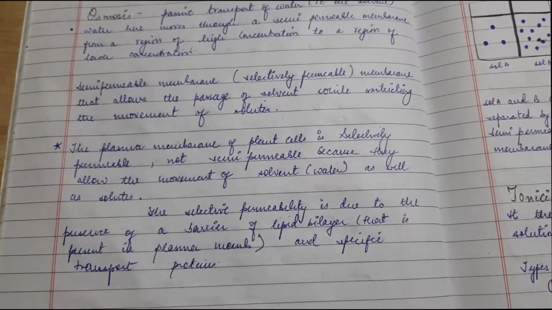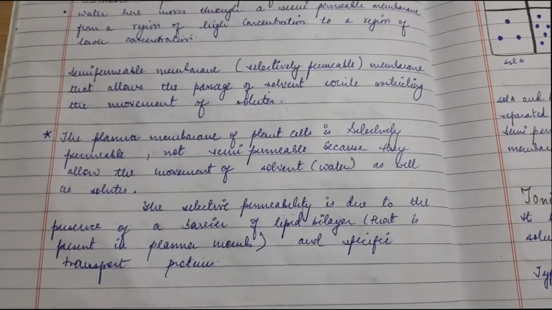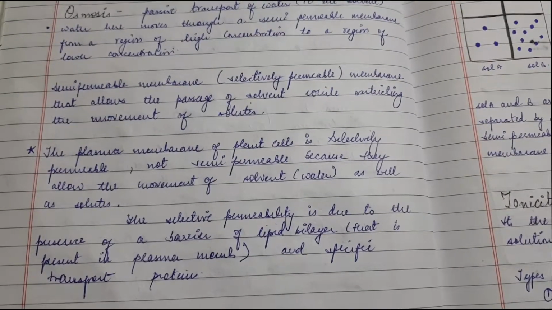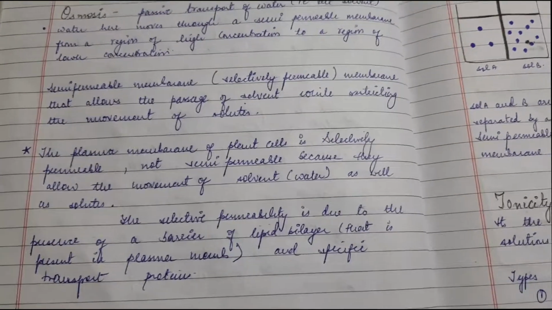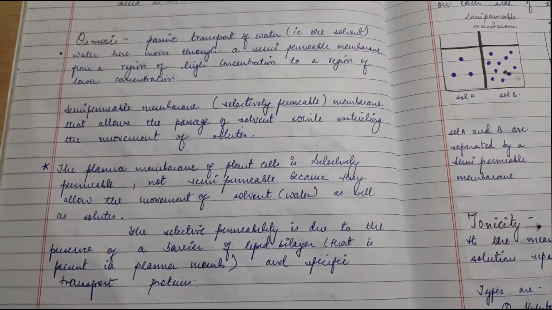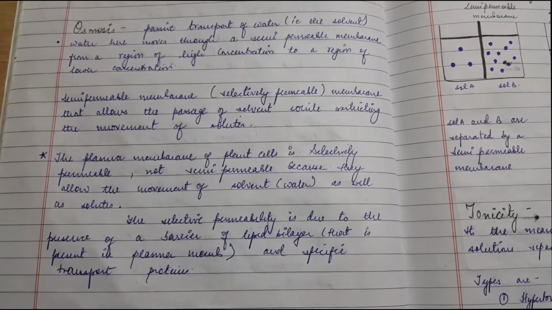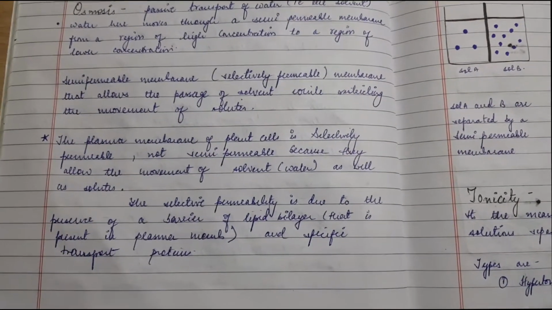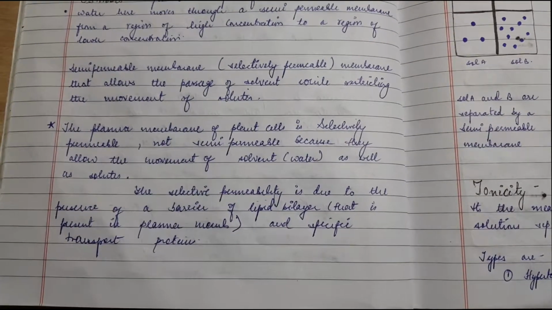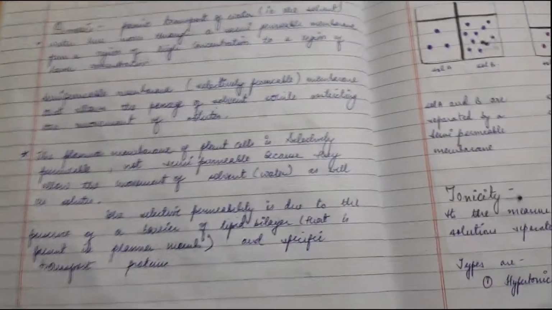In case of plasma membrane of plant cell, it is selectively permeable, not semi-permeable, because they allow the movement of solvent as well as the solutes. लेकिन हमने ऊपर क्या पढ़ा था कि ऑस्मोसिस के केस में सेलेक्टिव परमिएबिलिटी जो होती है, they allow the passage of solvent while restricting the movement of solute. So you can see the difference here. The selective permeability is due to the presence of barrier of lipid bilayer and specific transport proteins.